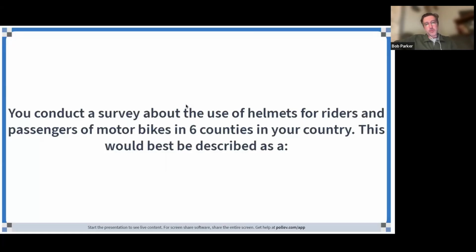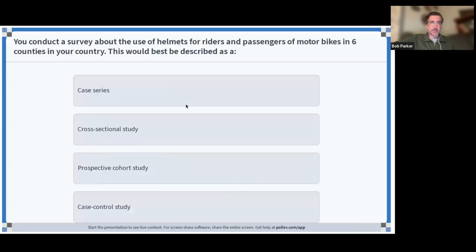Next up, you conduct a survey about the use of helmets for riders and passengers of motorbikes in 6 counties in your country. This would best be described as a case series, a cross-sectional study, a prospective cohort study, or a case control study.